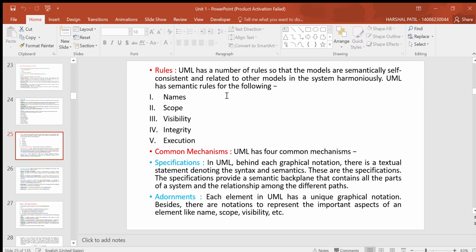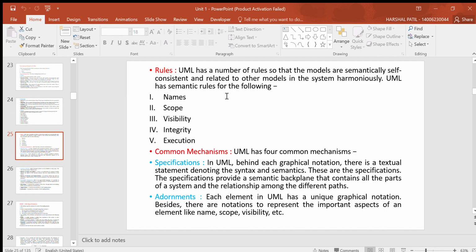आता रूल काय UML मध्ये रूल येते डायग्रामचे डिफाइन करण्याचे. UML has a number of rules so that a model is semantically self-consistent and related to other models in the system harmoniously. UML has semantic rules for the following: name, scope, visibility, integrity, and execution.